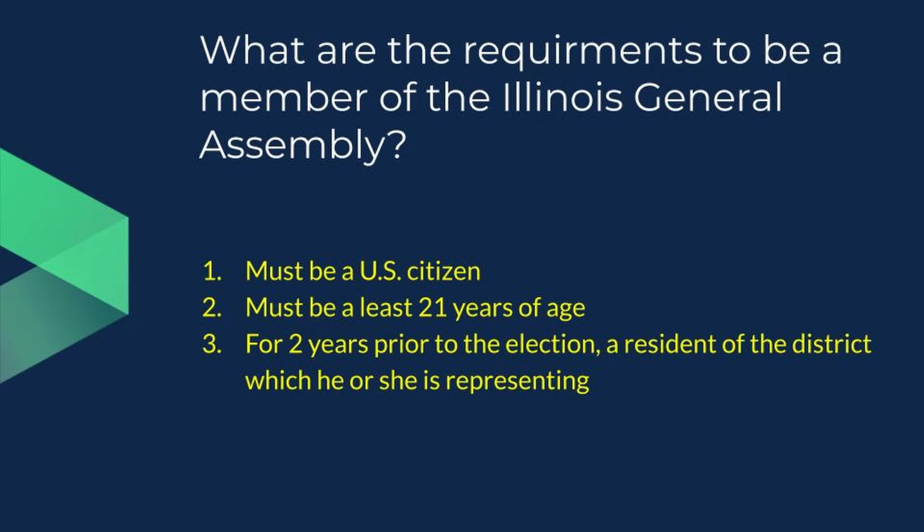What are the requirements to be a member of the Illinois General Assembly? 1. Must be U.S. citizen. 2. Must be at least 21 years of age. 3. For 2 years prior to the election, a resident of the district which he or she is representing.